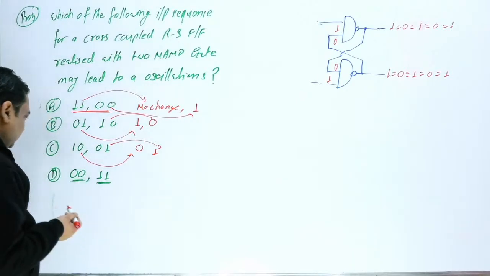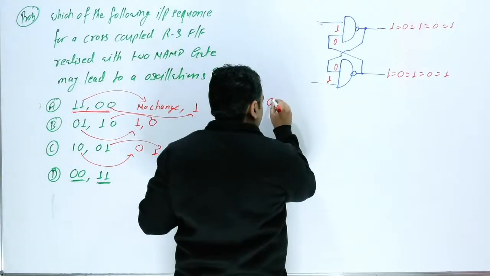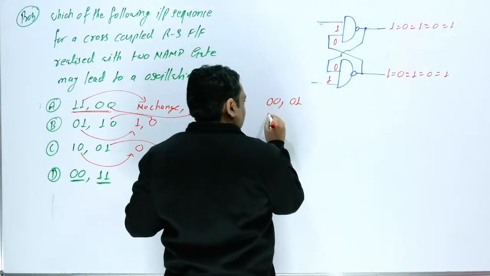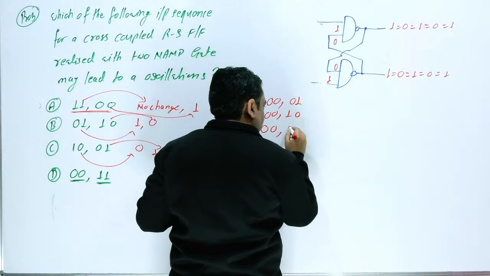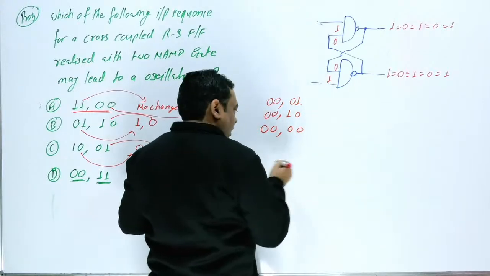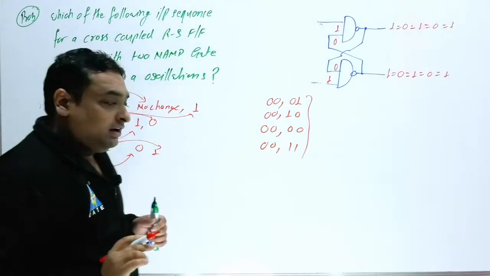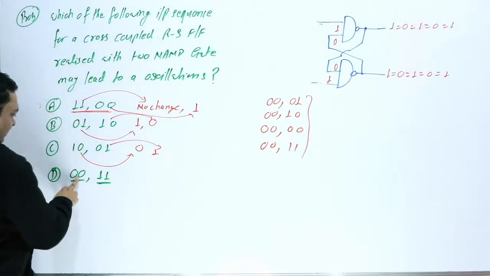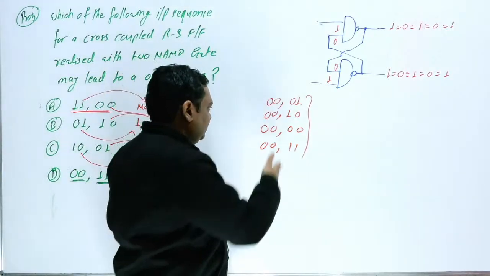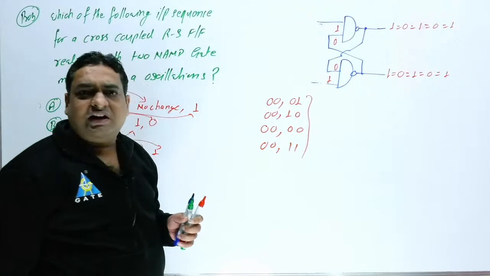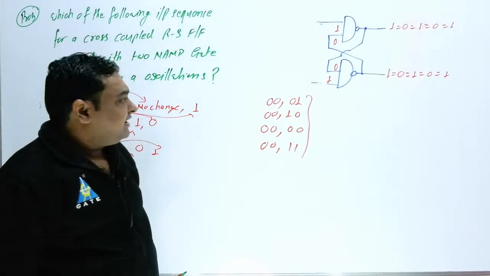Now you will ask me, sir, can I get the same oscillations by input 0 0 then 0 1, or 0 0 then 1 0, or 0 0 and then 0 0, or 0 0 then 1 1? Suppose I use these 4 options. Here the examiner has provided only 0 0 then 1 1. Suppose the examiner provides these 4 options, then which can be correct? Multiple answers can be correct here.